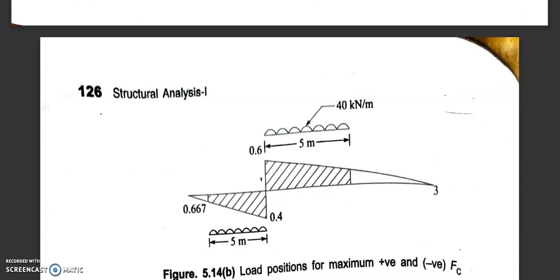So in shear force, no issues. We have the load position for maximum positive and negative shear.